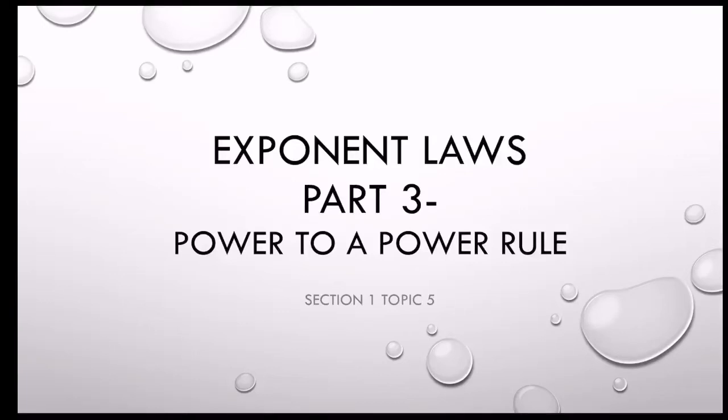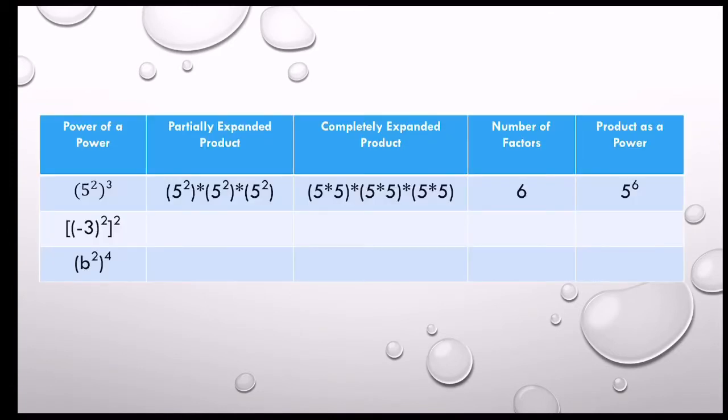So this is part 3 of our exponent laws. Now it's a little different than part 2, which was a product of powers. This is power to a power. So it's going to look a little different, and you do something different in order to simplify. So let's look at this table, just like we had the table in the last one.